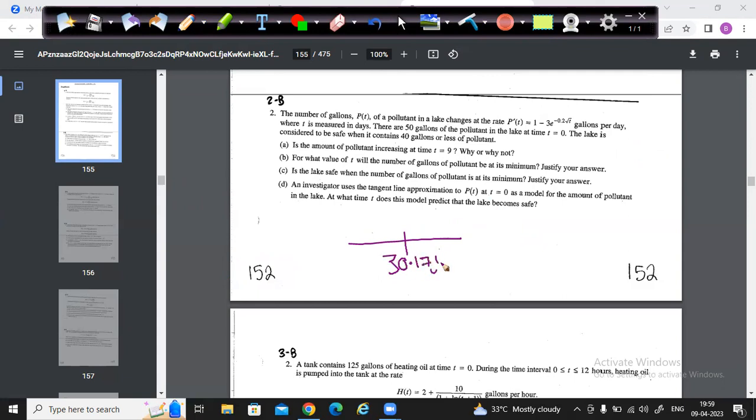Take a point less than 30.174; minimum means negative. Take a point greater than this and you'll get a positive value. So take 30, plug in here, you get a negative value. Take 31, or 30.2, plug in, you get a positive value. So the function is changing from negative to positive, from decreasing to increasing. So it is a local minimum.